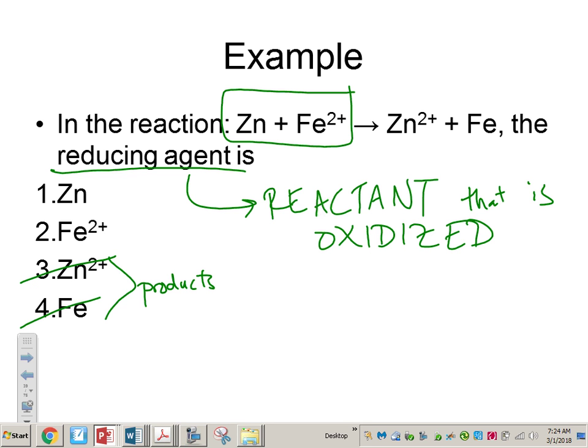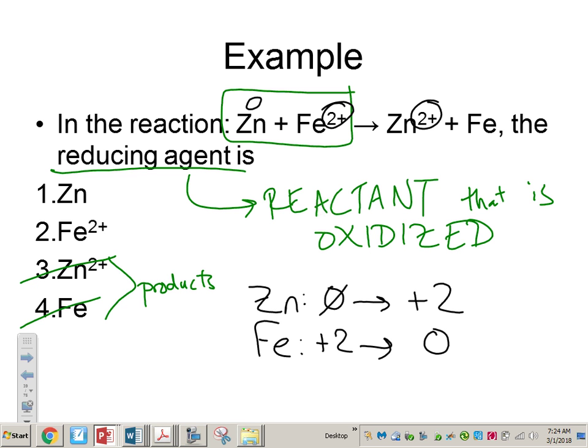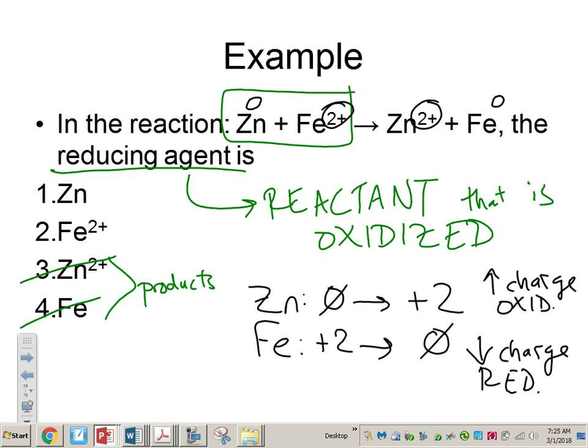And then I need to assign oxidation numbers. The zinc starts at 0 because it's alone, and then it ends at +2. The iron starts at +2, and then it ends at 0 because it's alone. And then I think, okay, which of these is oxidation, which of these is reduction? The zinc increased in charge. The iron decreased in charge, which means that the zinc was oxidized and the iron was reduced. For this problem, I want the reactant that was oxidized, so the correct choice is the zinc, the reactant zinc.